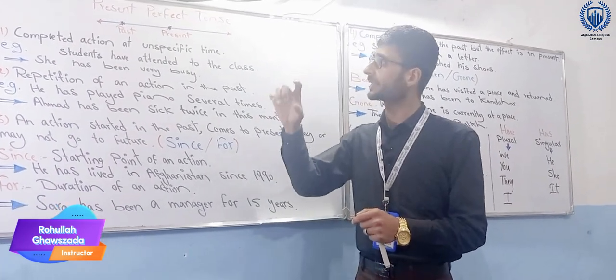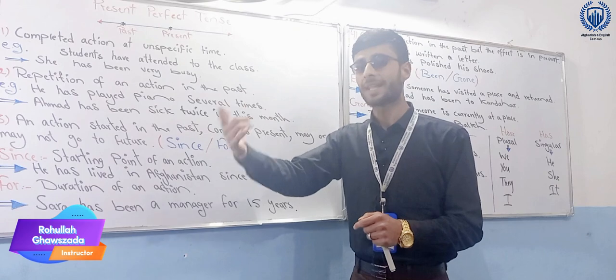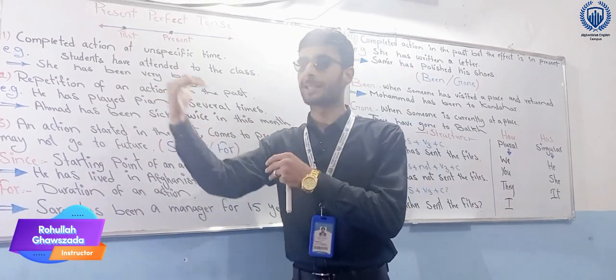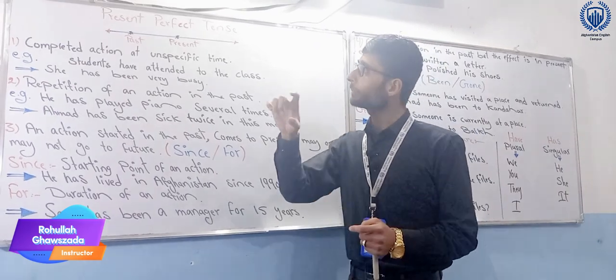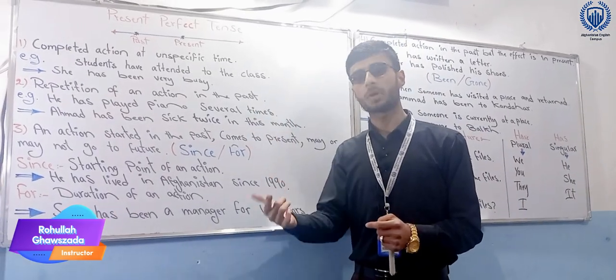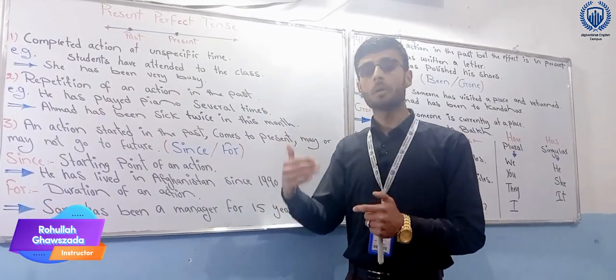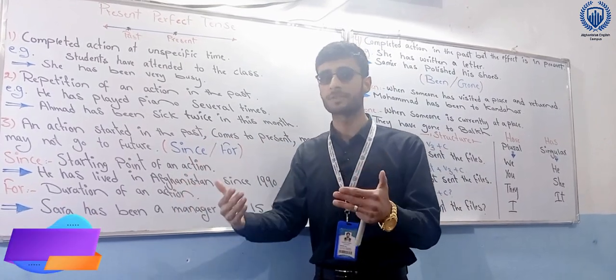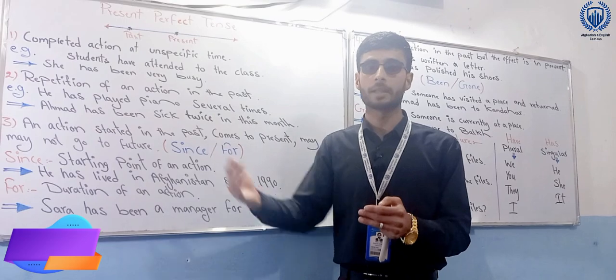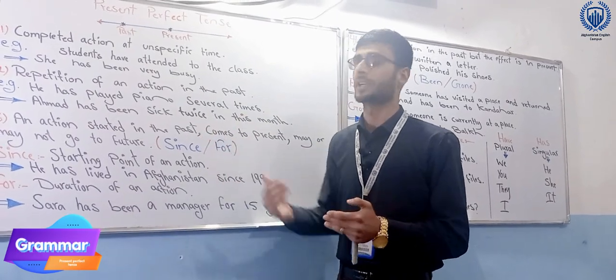First of all, present perfect tense shows an action that we did in the past but the effect is in present. Present perfect tense means zaman hal kamil. In our own native languages, there are different sentences that we use when the time is unclear or unspecific. We use present perfect tense.